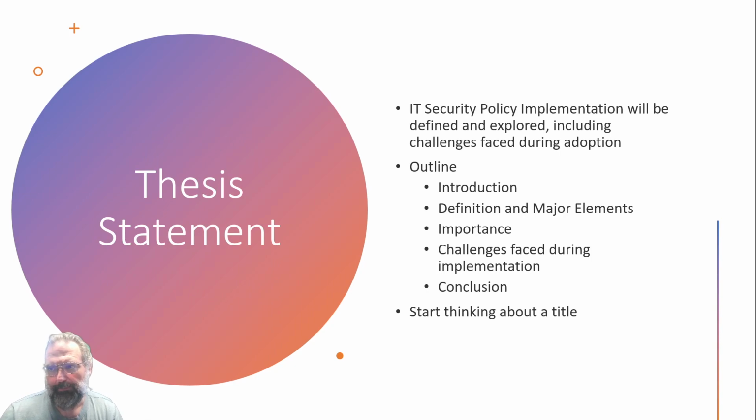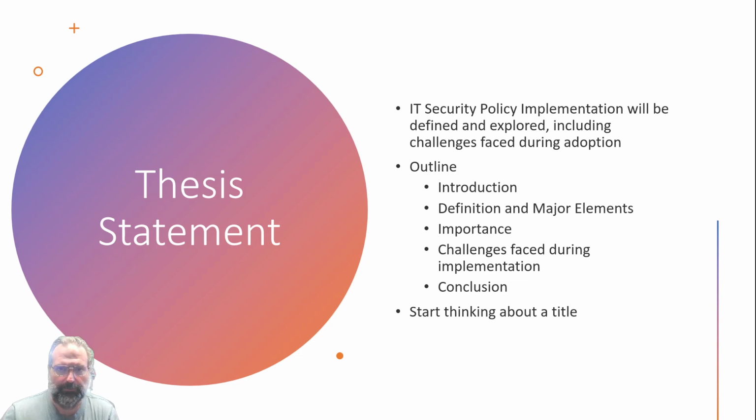So in our example, we might have an outline that is the introduction, definition and major elements, the importance, the challenges faced, and then a conclusion. And at this point, you probably want to start thinking about what are you going to call this paper. So on your paper, you will have a title. The title goes on the title page. Amazing, right? Shocking that the title is on the title page.